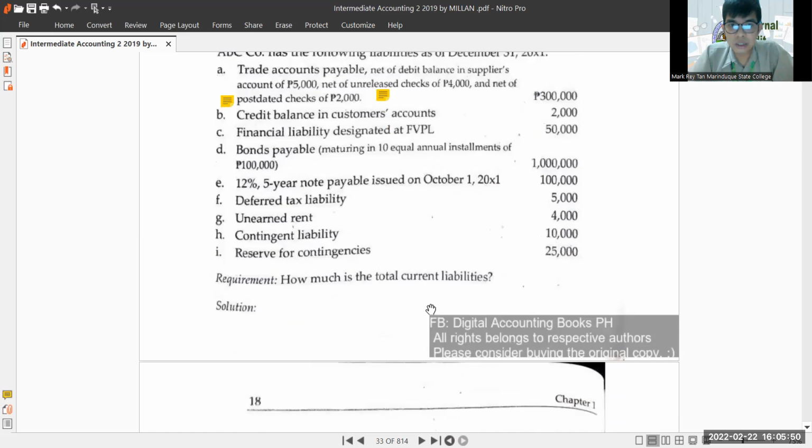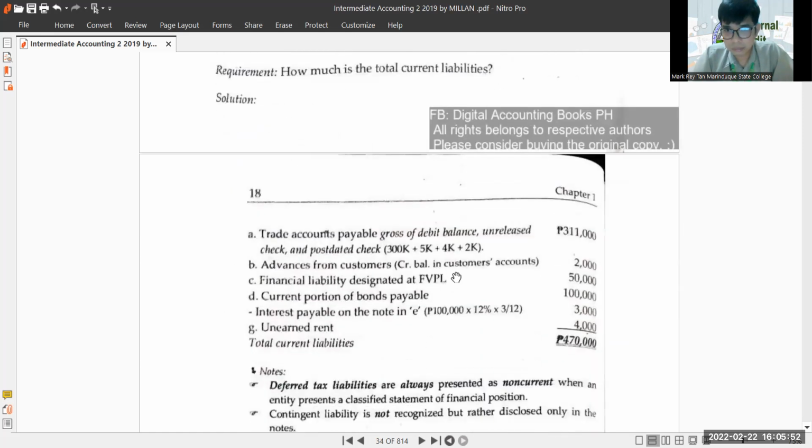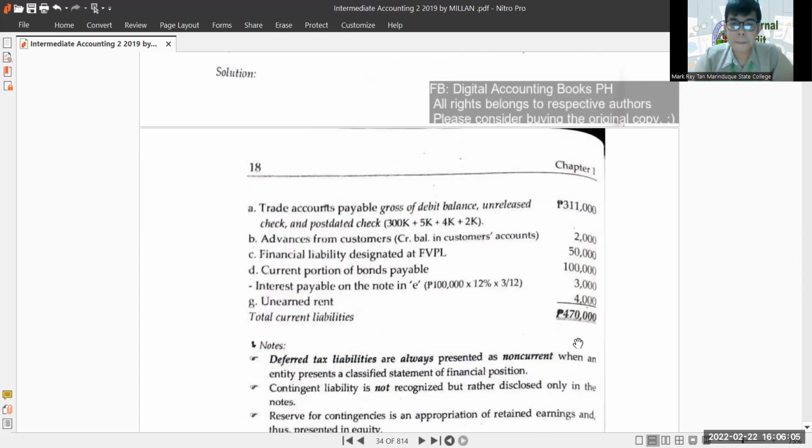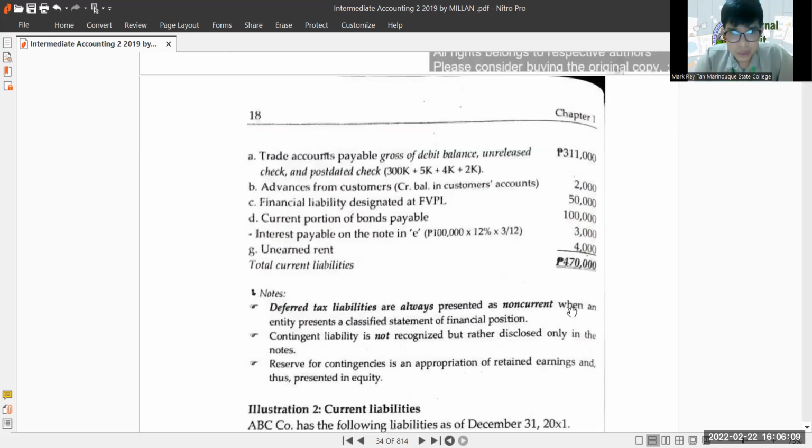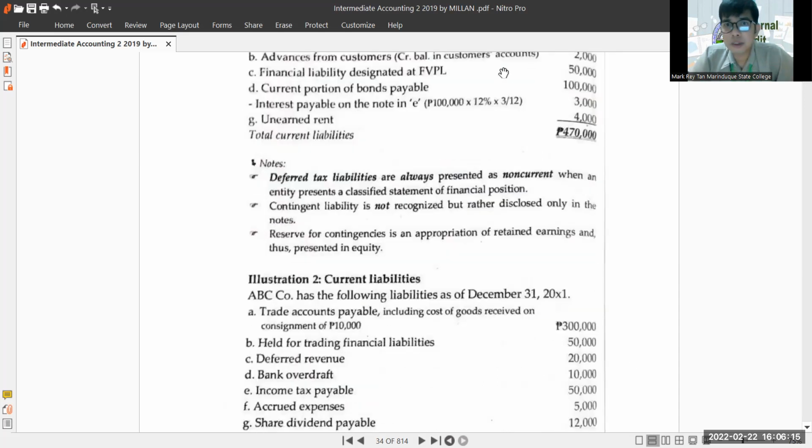So, punta na tayo dito sa answers. Lumalabas na. Tama naman yung discussion natin. Yan lahat. Ang tamang sagot ay 470,000. Okay. So, medyo mahaba-habang discussion yun. Na-discuss na natin. Ilang minuto na ba?